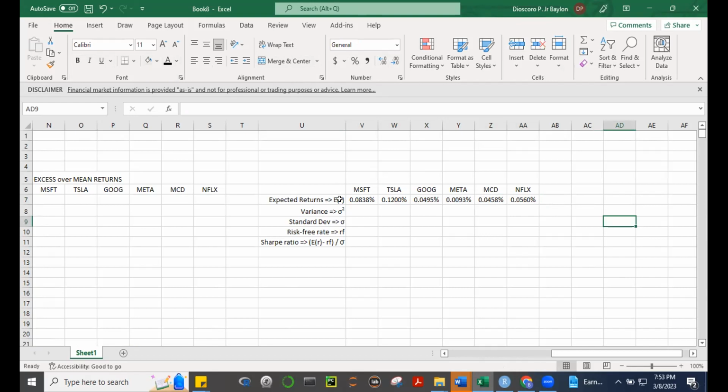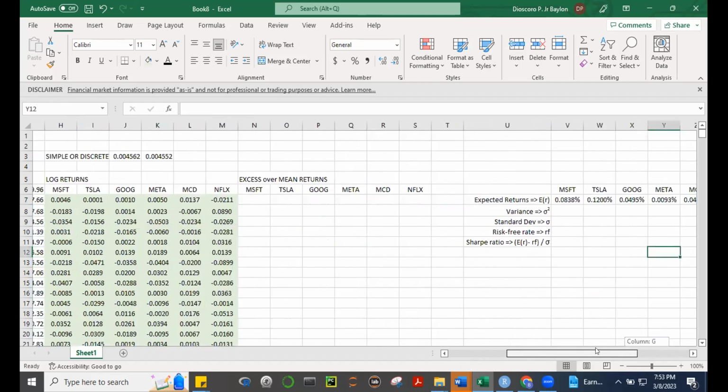Okay. Then let's give this a name, class. Itong array na to, gagamitin natin to yung for the whole returns. Let's give it the name stock returns. Enter. Okay. So itong buong cells na to, may pangalan siya, stock returns.